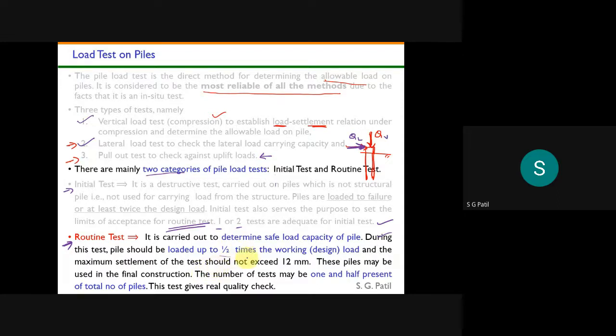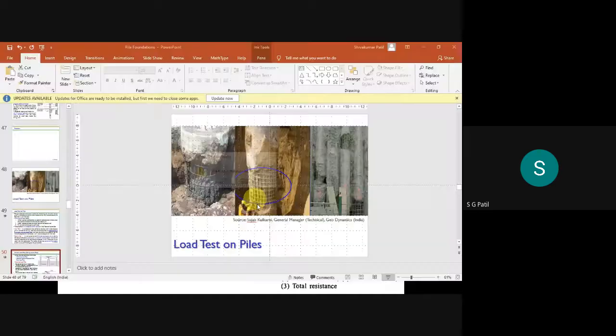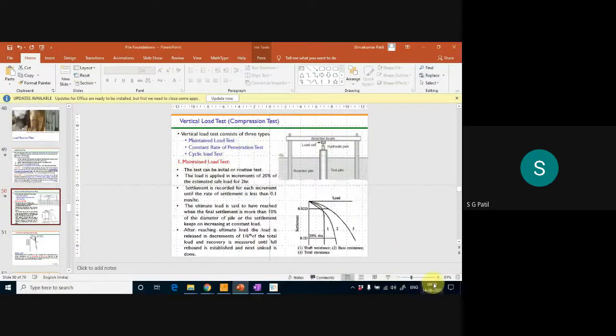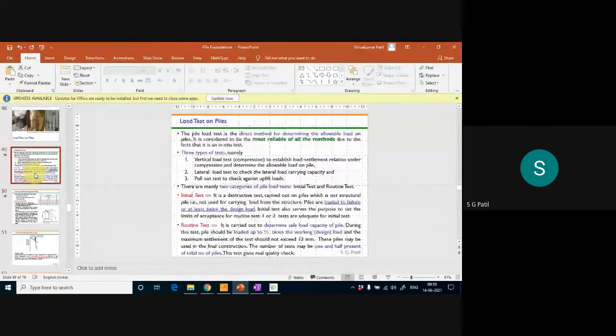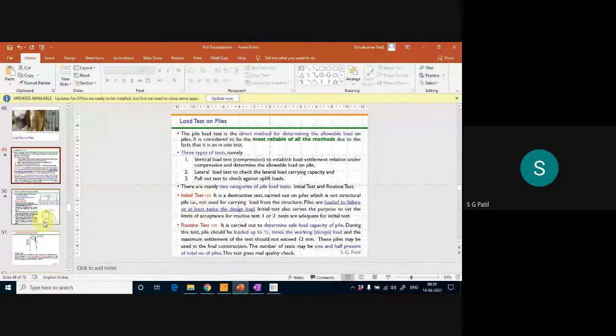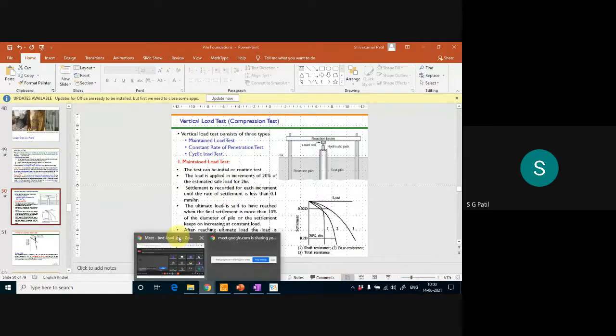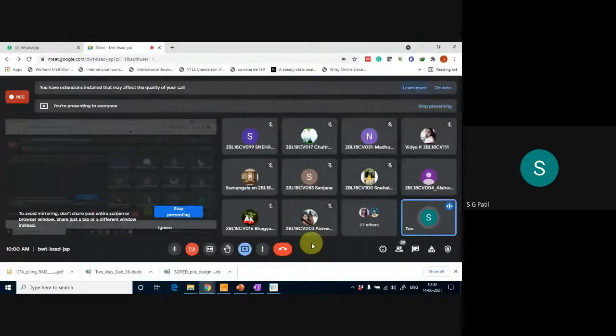Any doubt here? I think it's almost 10 o'clock, so I think your next class will be scheduled. I will stop here. In the next class, I will discuss how we can do these pile load tests in the field, and then I will solve one more problem on layered soil by the static approach.